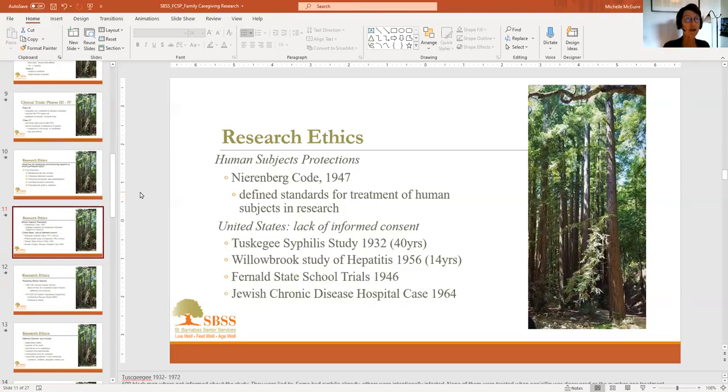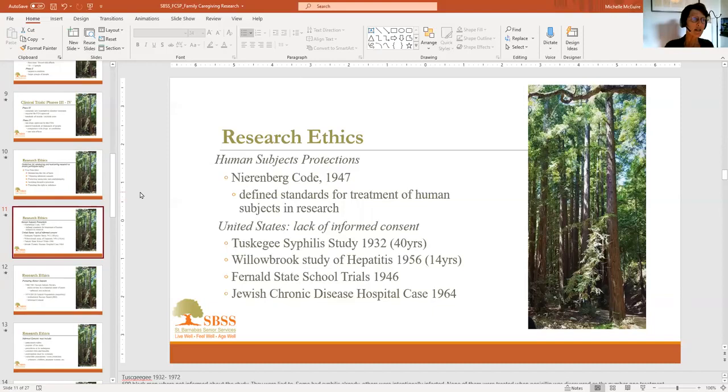And this came out of the Nuremberg trials, which was when the Nazis were put on trial for war crimes in World War II. And the information that came out about how they treated people in the name of science was the cause for this code to be developed. Basically, they were treating people very badly, and the international community realized we need to protect people.